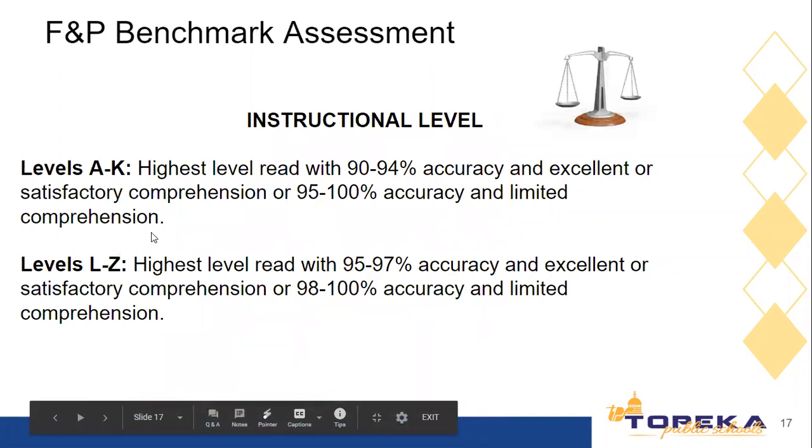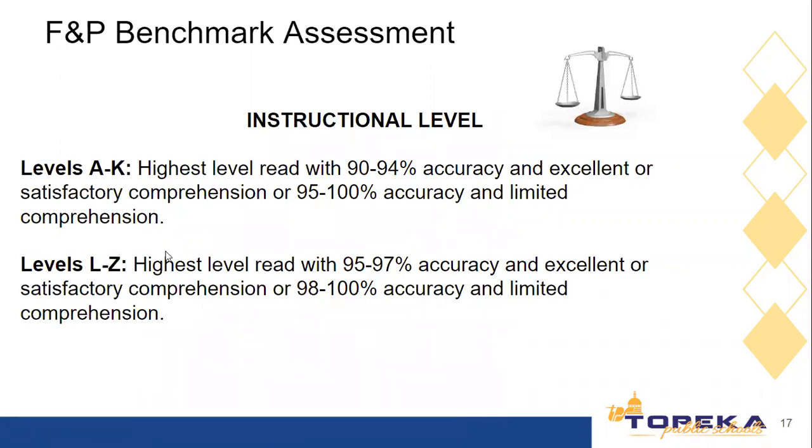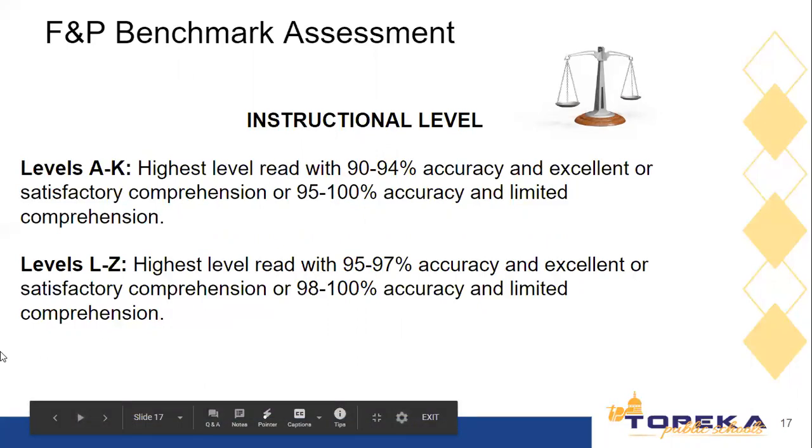So in levels A through K, the highest level that we want to find for instructional level is 90 to 94% accuracy with excellent or satisfactory comprehension, or you may have accuracy at 95 to 100% with limited comprehension. Notice that there are 2 different criteria, so you want to make sure that you're keeping those in mind. For my primarily intermediate friends, notice that the highest level is 95 to 97% accuracy with excellent or satisfactory comprehension, and 98 to 100% accuracy with limited comprehension.